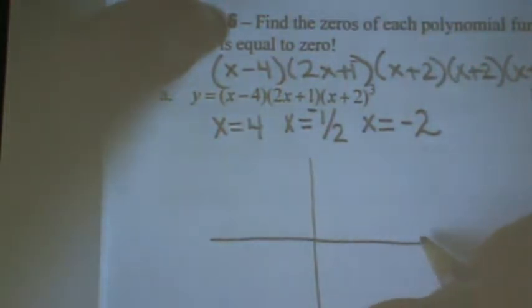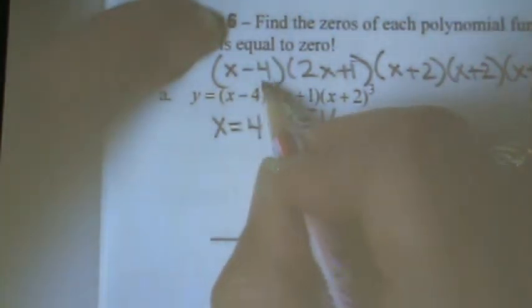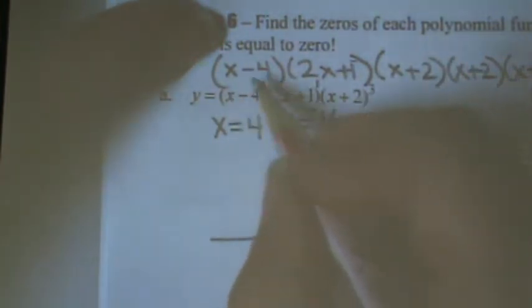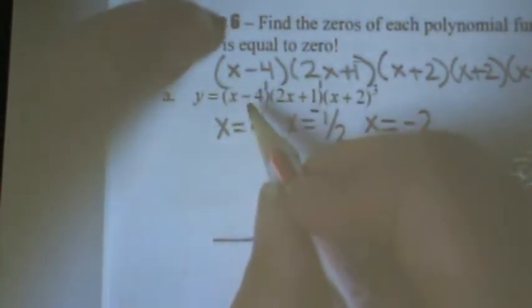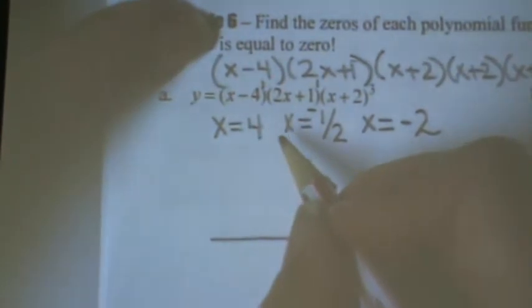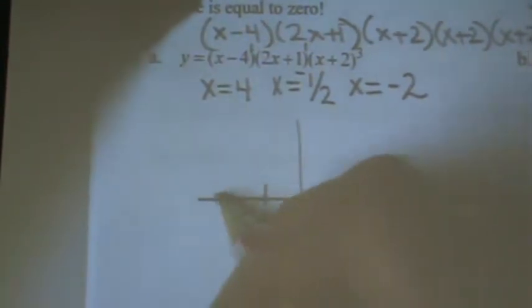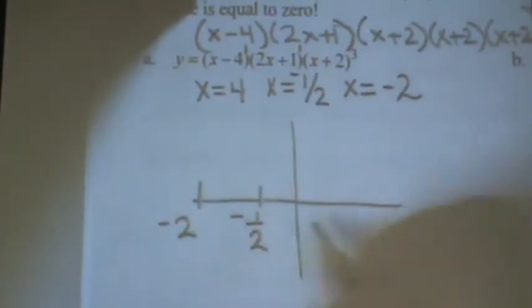How are they all odd? It's a 4, it's a 2. This is a 1, this is a 1, and this is a 3. So the degree of the 0 is gonna have a multiplicity. So think of this as -1/2, and actually we have -2 here, and we have 4.